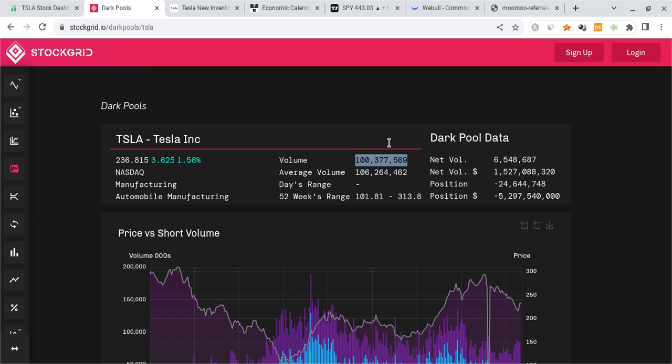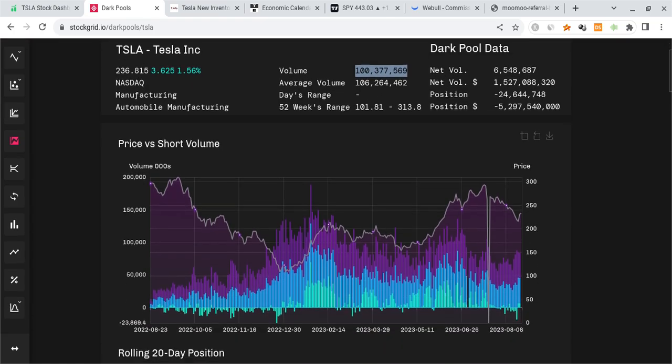Now, for volume, 100 million in volume was not bad for Tesla, as we saw Tesla gap down off some bad news about production cuts in Germany before it ended up getting a bounce with the market, which was very awesome to witness.